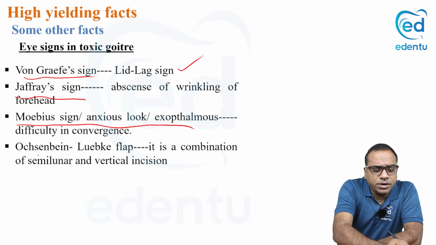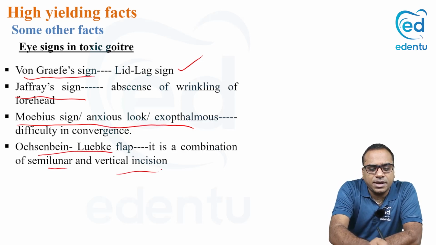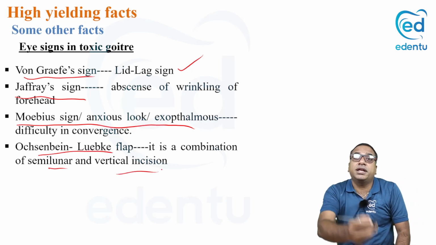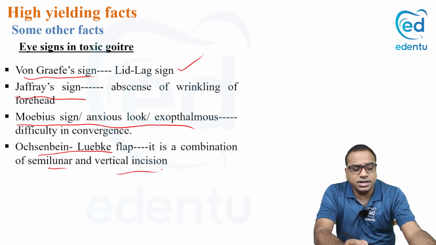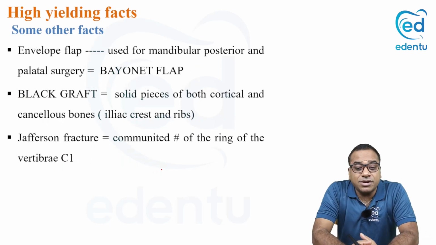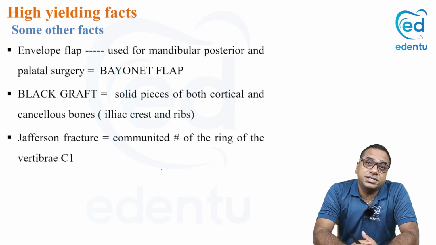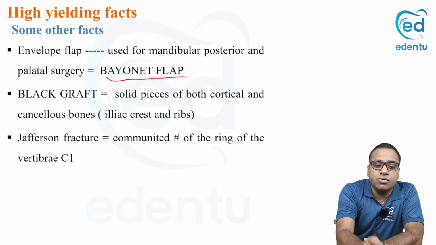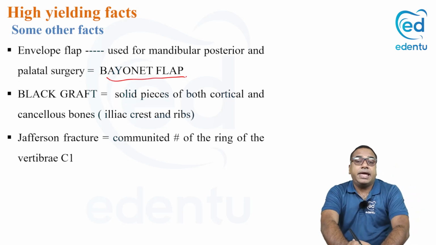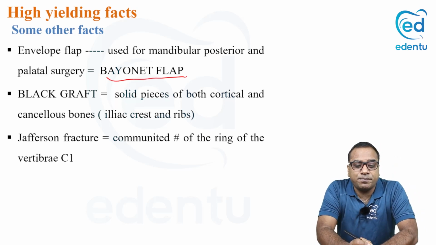Next, Luebke-Ochsenbein flap is a semilunar flap and it is used with vertical incision in surgical endodontics. It's a repeat question. Envelope flap is used for mandibular posterior and palatal surgeries. This is also called bayonet flap. The other name for envelope flap is bayonet flap.